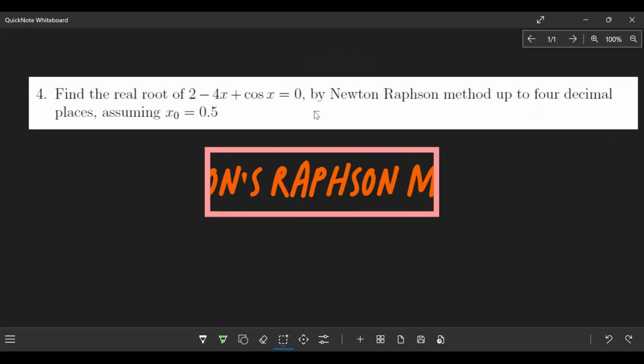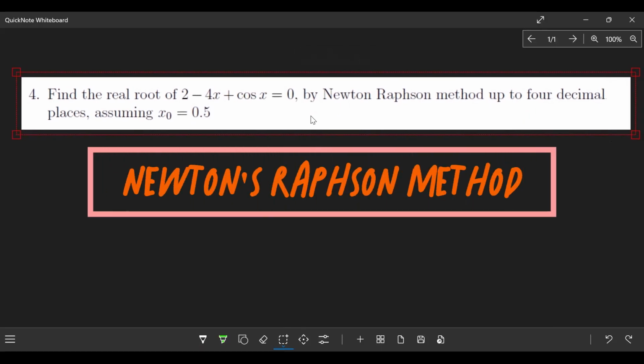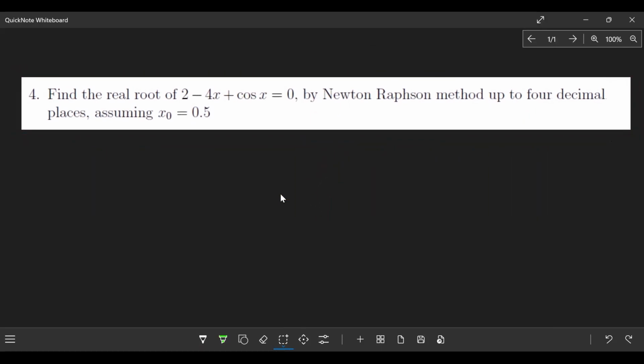So this is the next question. I also got it from the sheet. This is question number 4. Okay. So this one is actually very straightforward, right?